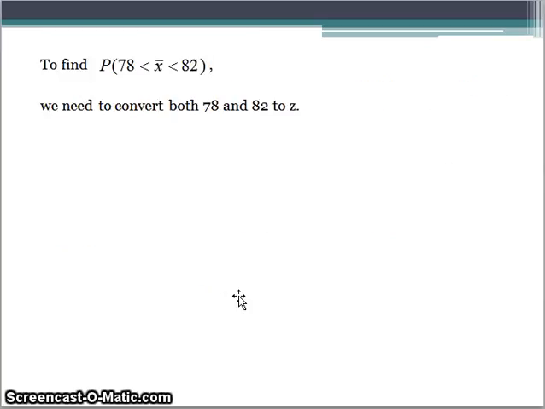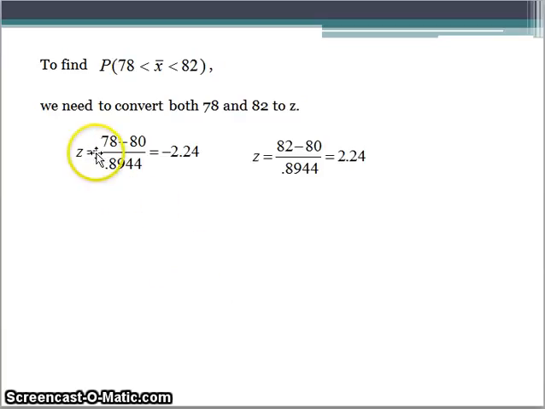So for this problem, to convert 78 and 82 to Z, we've got 78, which is what we're trying to convert, minus mu sub X bar, which is 80, divided by the value of sigma sub X bar we found. When we do that, we get negative 2.24. We'll do the same thing with 82, subtract mu sub X bar and divide by sigma sub X bar, and for those two values we get negative and positive 2.24.